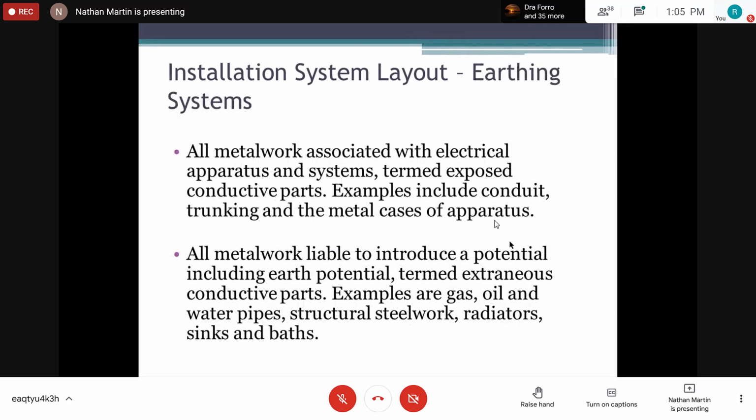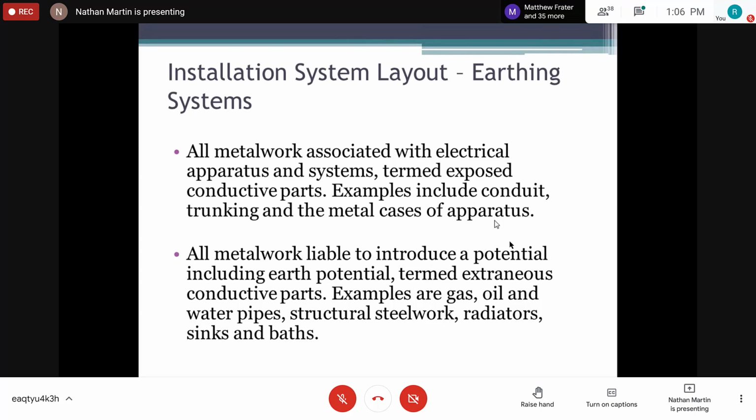Now, earthing system in our installation. And again, we're just going to look at it briefly because we could spend a whole semester looking at earthing and the amount of calculations involved, right? All metal work associated with electrical apparatus and systems is termed exposed conductive parts. So we're talking about all metal work and they are known as exposed conductive parts. Examples include conduit, trunking, and the metal casing of apparatus, right? So we're saying that all of these metal parts should be bonded to earth.